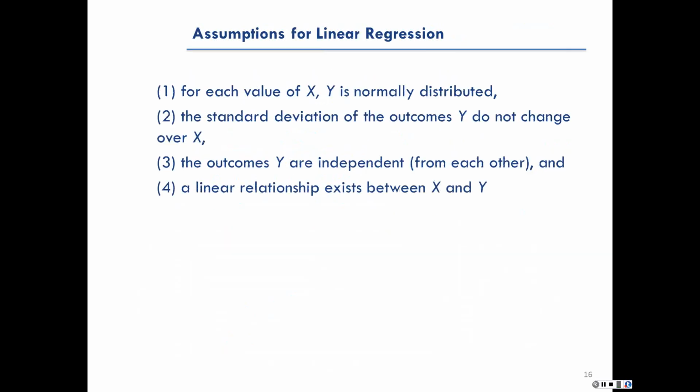Okay. So there are a few assumptions for linear regression. The first assumption is that each value of x and y is normally distributed. Second assumption is that the standard deviation of the outcomes y do not change over the variable x, so the variance doesn't change. Thirdly, we're also assuming the outcomes y are independent from each other, so each patient case is not dependent on the other patient cases in this instance. Fourthly, we're assuming a linear relationship exists between x and y.